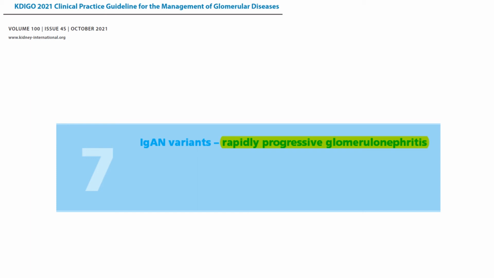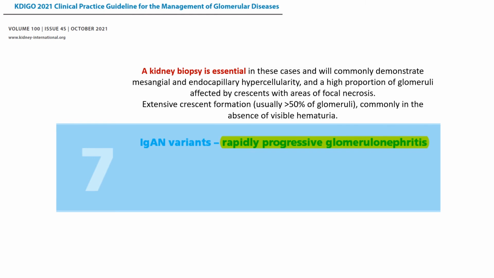Not only pure IgA nephropathy with benign course. No, we have now IgA nephropathy with rapidly progressive glomerulonephritis. First of all, what is the definition of rapidly progressive glomerulonephritis? What is the definition of crescentic glomerulonephritis in patients with IgA?